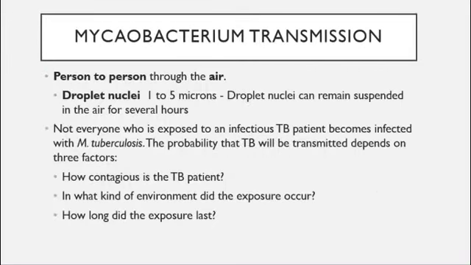Let's talk about Mycobacterium transmission. The transmission is person to person through the air. The droplet nuclei is 1 to 5 microns, so a droplet nuclei can remain suspended in the air for several hours. Not everyone who's exposed to an infectious TB patient becomes infected with Mycobacterium tuberculosis. The probability that TB will be transmitted depends on 3 factors: how contagious the TB patient is, in what kind of environment the exposure occurred, and how long the exposure lasted.